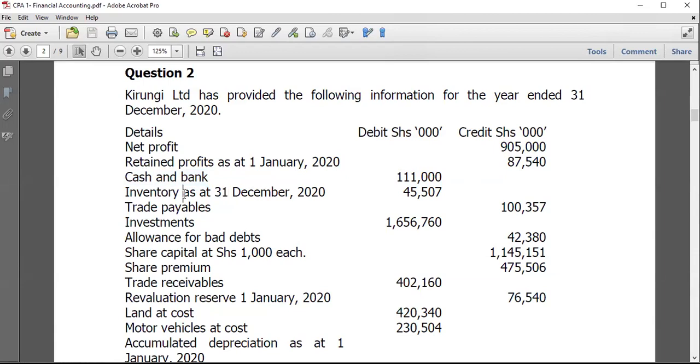And then we have inventory at 31st December 2020. So this is our closing inventory, because our year ends on 31st December 2020, which is 45,507 on the debit side.